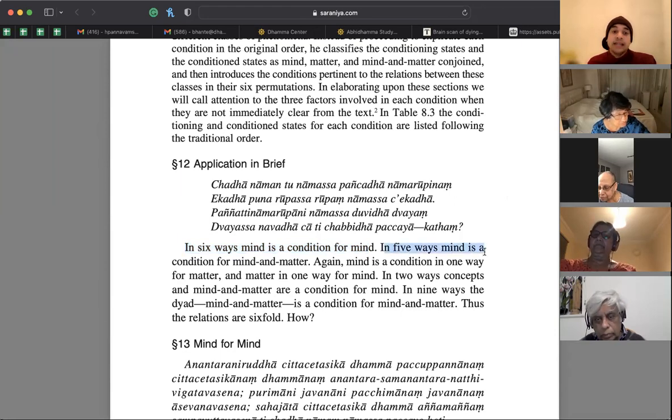In five ways, mind is a condition for mind and matter. Again, mind is a condition in one way for matter, and matter in one way for the mind. So this is essentially what we will be learning here. How does one become the condition for the other? Does that make sense? In two ways, concepts, paññatti, and nāmarūpa are the condition for mind. In nine ways, the dyad mind and matter is the condition for mind and matter. Thus, the relations are sixfold. How?